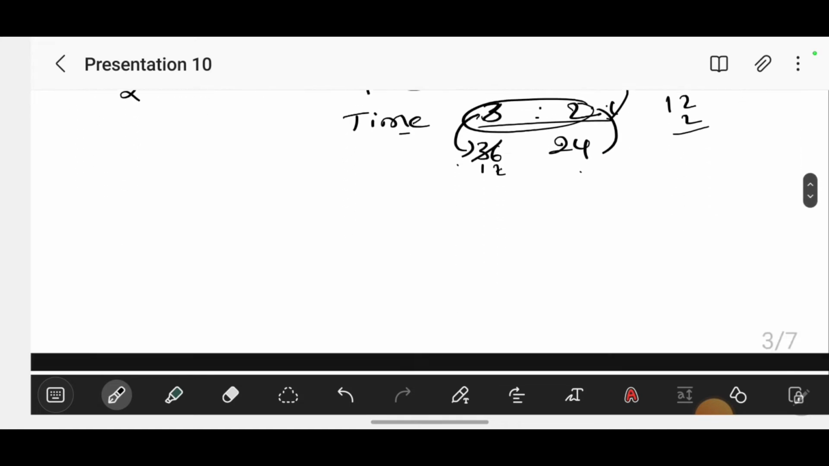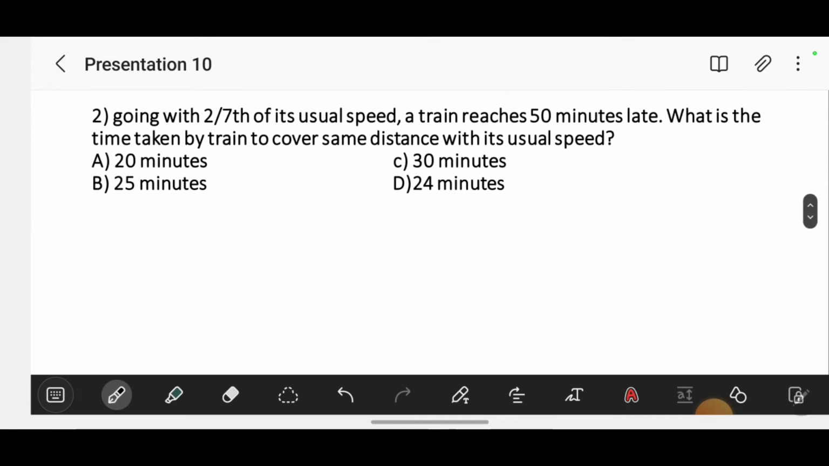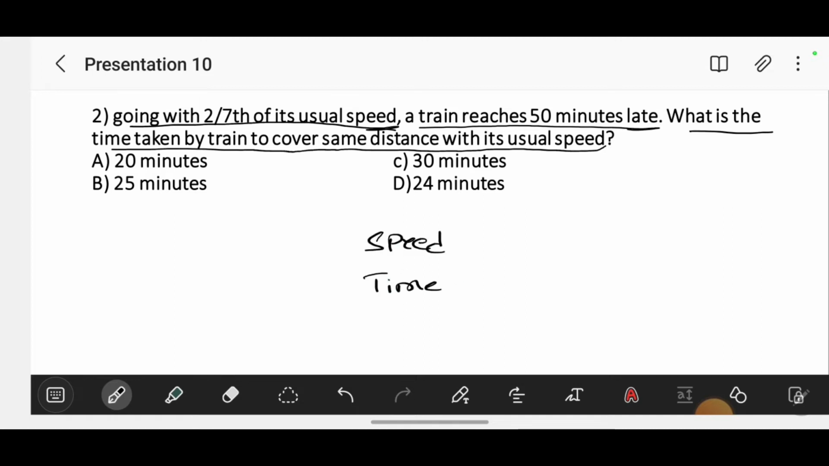Let's get into the other question. See this. Going with 2 by 7th of his usual speed, a train reaches 50 minutes late. What is the time taken by the train to cover the same distance with its usual speed? We take it in a similar way, speed and time. As you see here, what he asked is the time taken by the train to cover the same distance with its usual speed. Then he is asking about time. The distance is constant here, so take speed and time and the speed ratio.